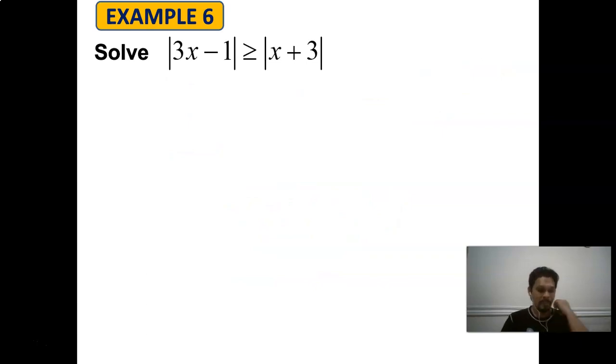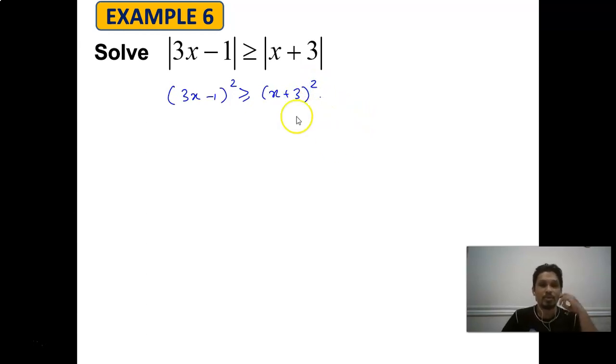Okay, so for this one here now, when there are two absolute values left and right, we don't have to waste so much time to find out whether it's greater than or less than and come up with two equations. No, for this one we can straightaway square both sides. Okay, x minus 1 squared greater than or equal to x plus 3 squared.